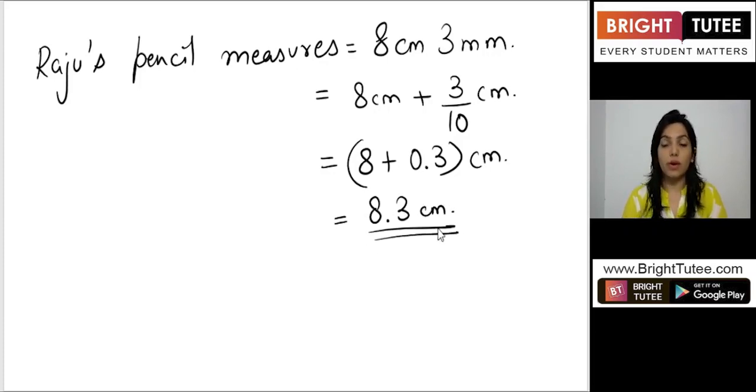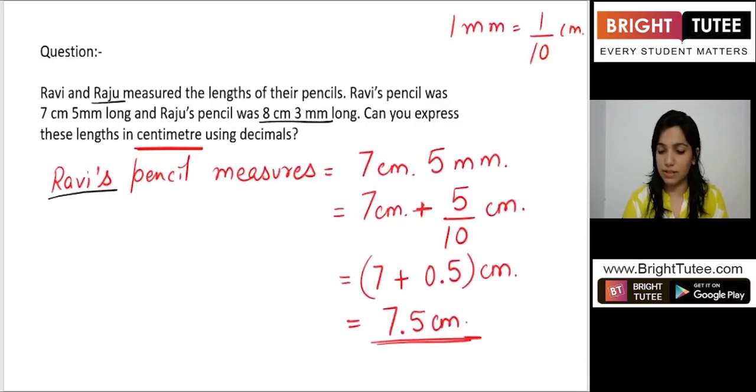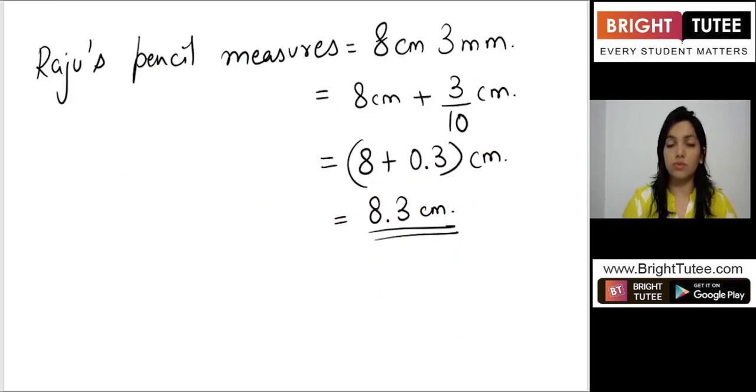I hope you have understood how we are writing the decimal numbers, right? Now moving ahead. So here the question, let's complete. Can you express the lengths in centimeters? Okay, so we are done. I thought they're asking whose pencil is bigger. So is 7.5 bigger or is 8.3 bigger? So clearly 8.3 centimeters is bigger.